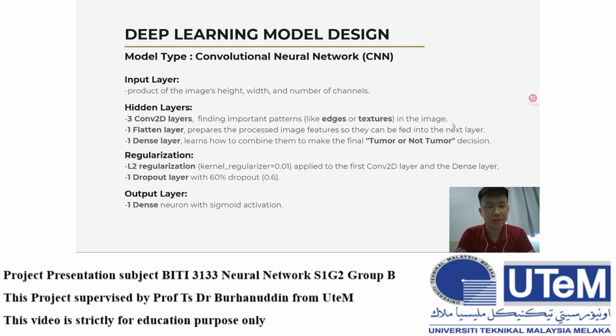Then one dense layer in the hidden layers learns how to combine them to make the final decision of tumor or not tumor. For our regularization, the kernel regularizer value is 0.01. Then the dropout value we set to 0.6 to get a better performance. Lastly, we have one output layer, which is a dense layer with sigmoid activation. So what is sigmoid activation? It's a special function that helps the neuron decide how much of the data should be passed forward.